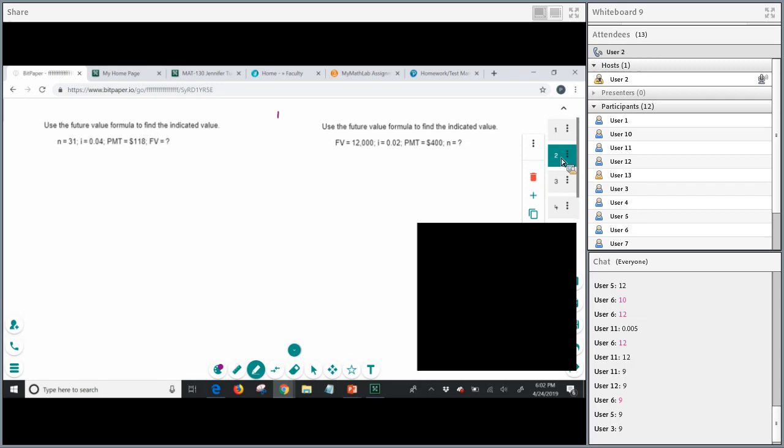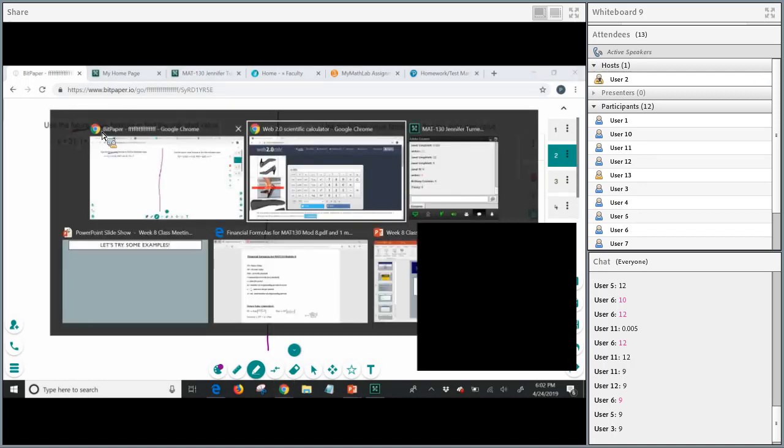Okay, so here, let me draw a line here to separate, because this is actually two different questions, but using the same section of the formula sheet, so I wanted to show you both on the same page. All right, so the question on the left says use the future value formula to find the indicated value. So let's take a look. First of all, we're going to use the future value formula. It tells me right here which one to use.